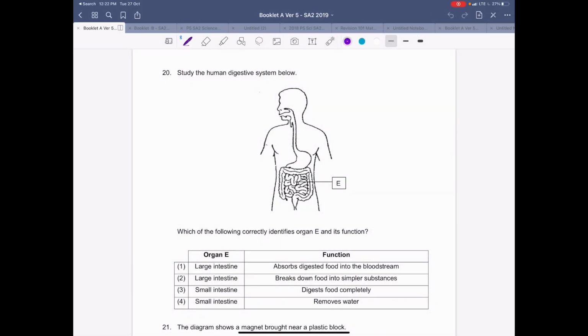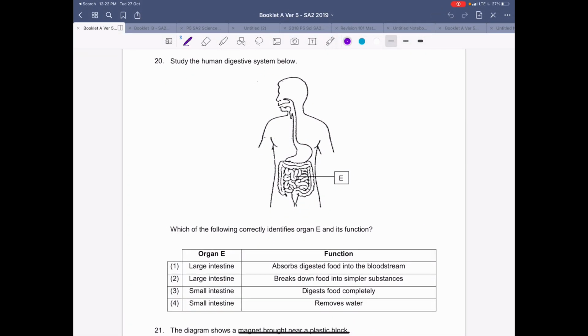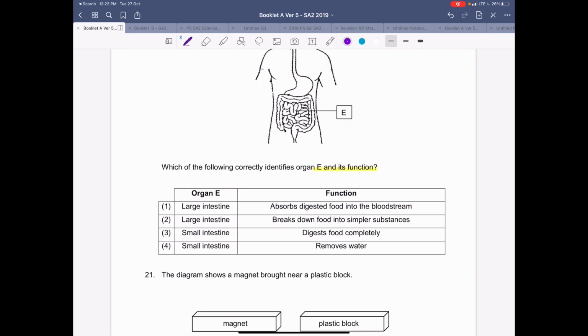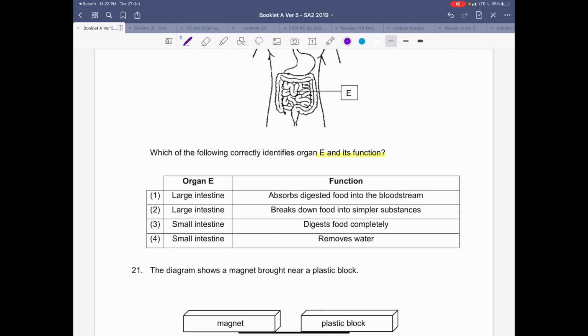Question 20. Study the human digestive system below. Which of the following correctly identifies organ E and its function? So for the digestive system, you must go and memorize the identity and the function of all the organs in your digestive system. There is no way about it. So they are actually pointing to the small intestines. So once again, you should do the elimination method like how I always tell you to. Straight off, you know that this is wrong and this is wrong. Cancel out. Don't even bother to look at this thing.